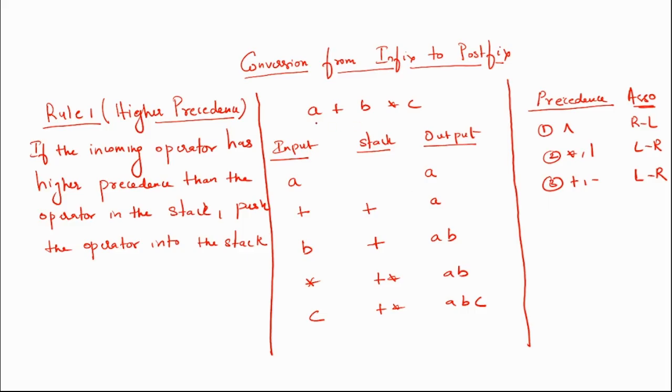Now we have evaluated the whole expression. Therefore the only things that are left in the stack are operators. Therefore A, B, C, star. I'll pop star out and then I will pop plus out. Therefore the stack is now empty, right?